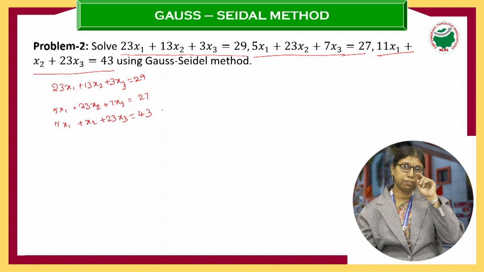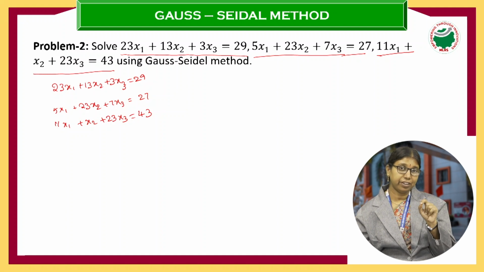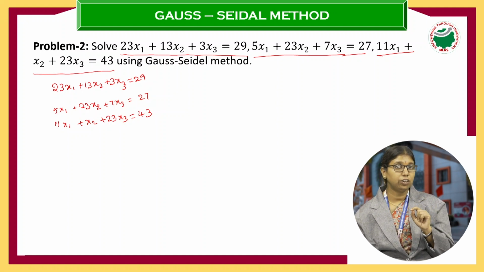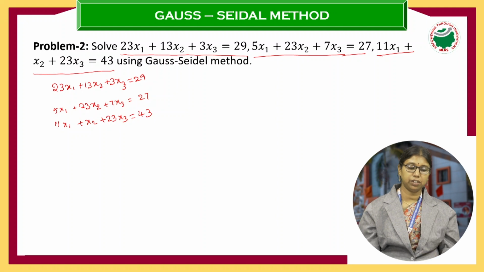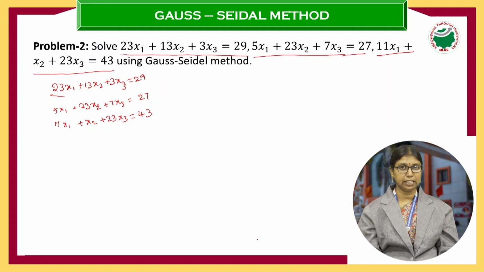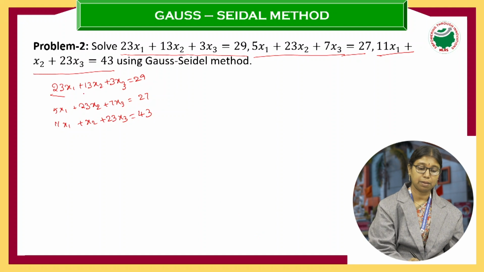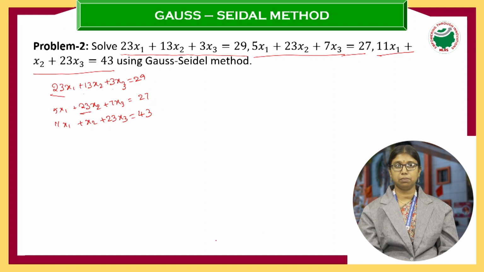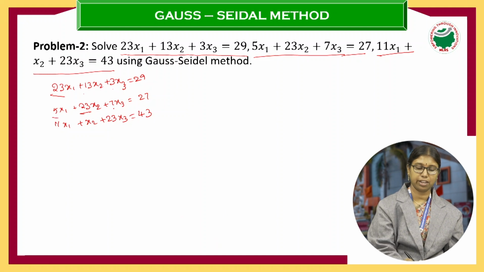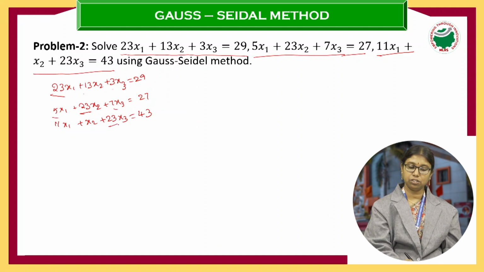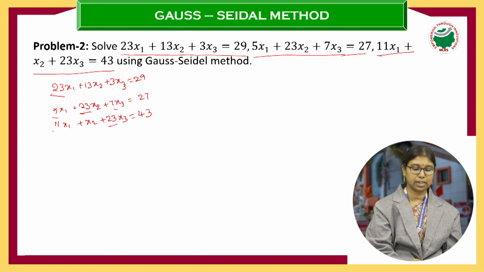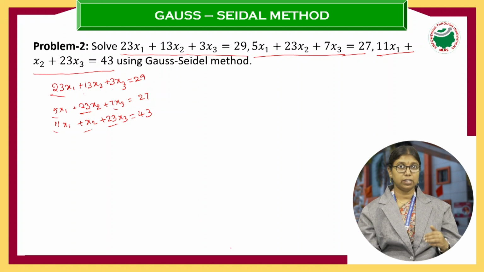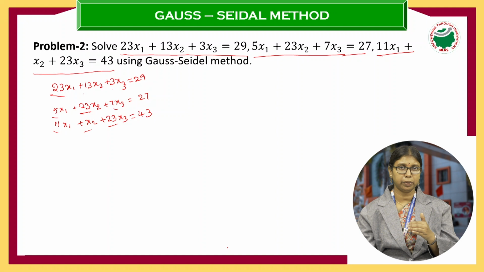Now first thing, we have to verify whether the equations are diagonally dominant or not. In the first equation, take the first term 23. Clearly, it is greater than the absolute values of 13 and 3. Next, in the second equation, the second term is 23. It is greater than 5 and 7. In the third equation, you choose the third term 23. It is greater than 11 and 1. So the equations are diagonally dominant.